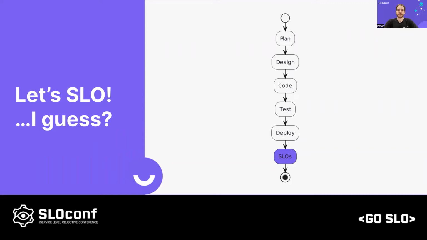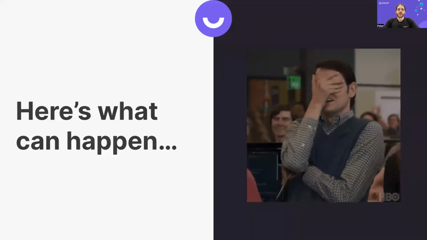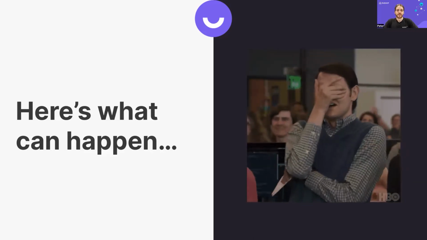So consider this scenario. We plan, we design our service, we write the code, we test it, deploy it, and it's on production. Now I can build my SLOs. So I do that, and done, easy, right? There's just one thing. We forgot to handle errors, a rookie mistake. Defining SLOs for features that are already on production comes with some pitfalls.